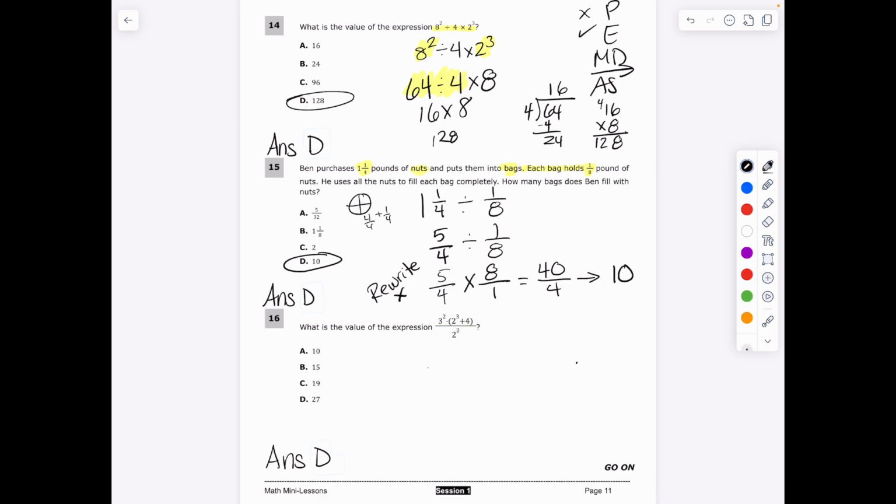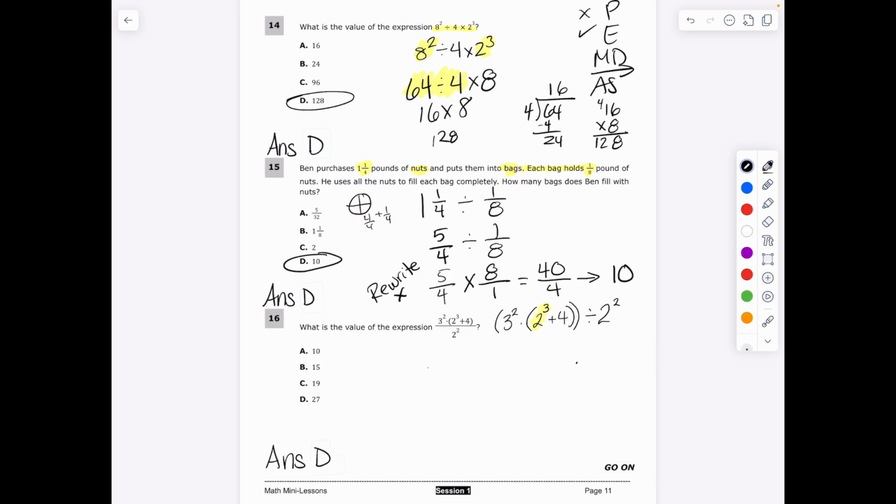So I can rewrite this with parentheses as 3 to the second power times 2 to the third power plus 4, closed, closed, and then divided by 2 to the second power. Okay, we're going to start with parentheses and start from the inside out. So we're going to look in this part in here. And before I can do any addition, we got to deal with that exponent. So let's work that first.